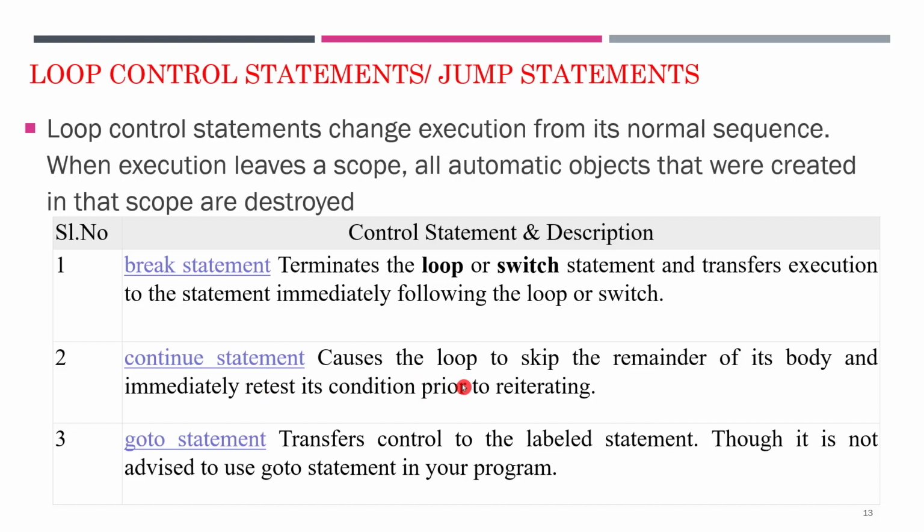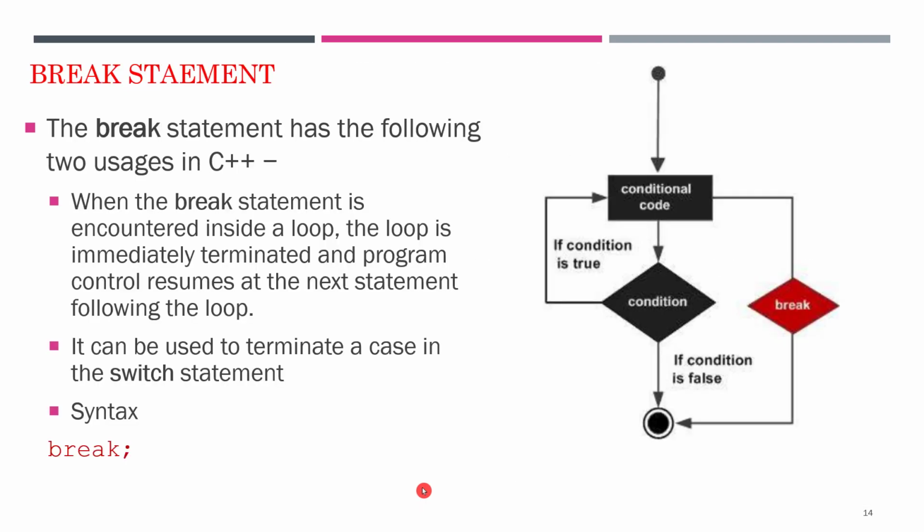The continue statement causes the loop to skip the remainder of its body and immediately retest its condition to reiterate. The goto statement transfers control to the labeled statement, though it is not advised to use goto statements in your program. I'll tell you what these things mean.